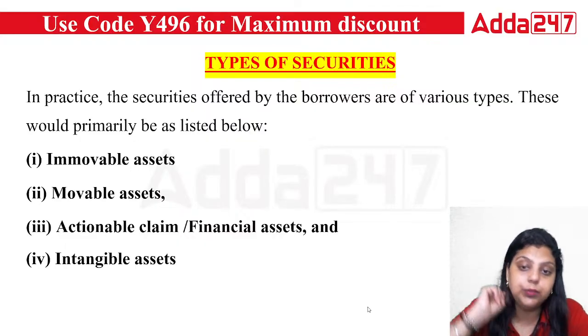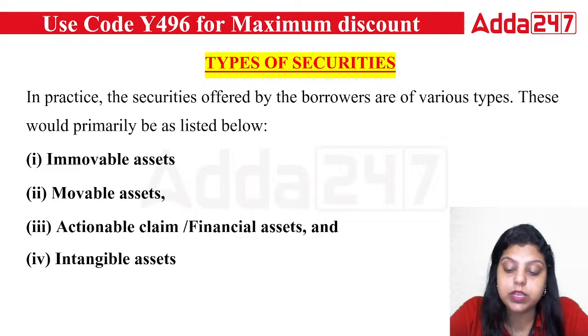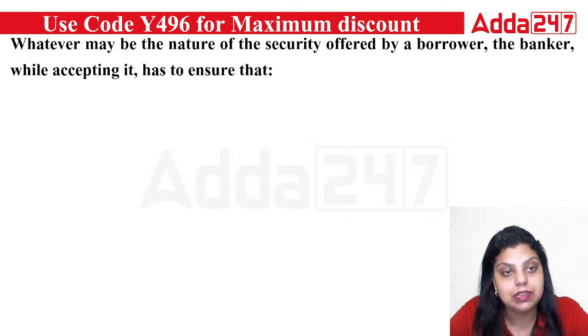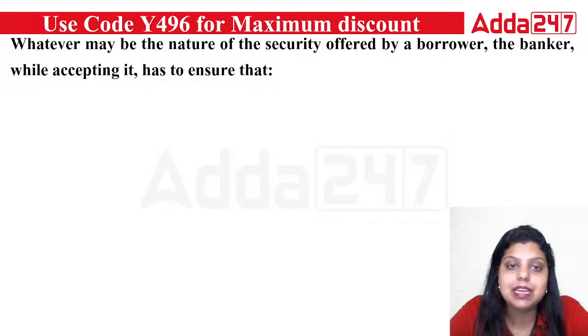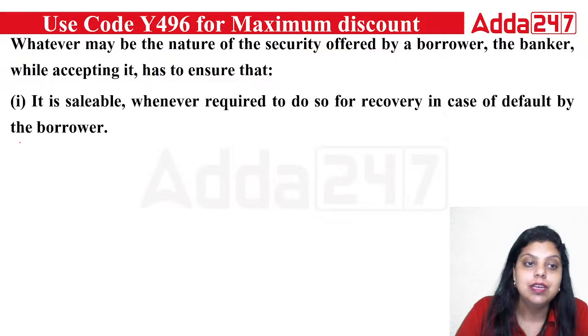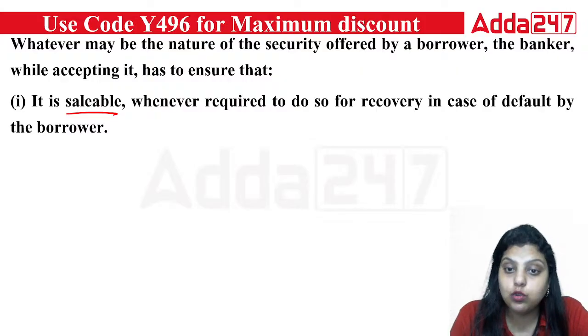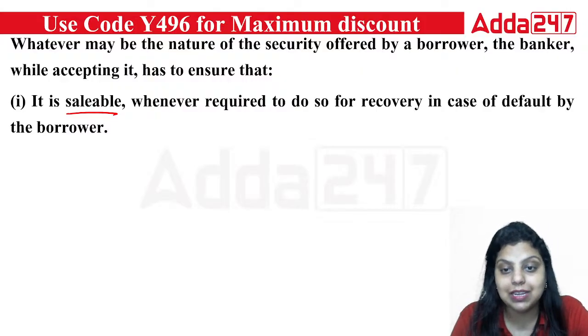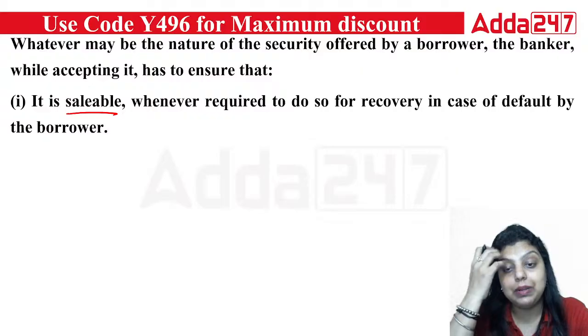So these are the type of securities we use generally in the banking system. Whatever may be the nature of a security, movable, immovable, whatever, the banker, while accepting it, has to ensure certain factors. The first factor is that it is saleable. The banker has to make sure that whatever property they are taking from a customer is saleable.